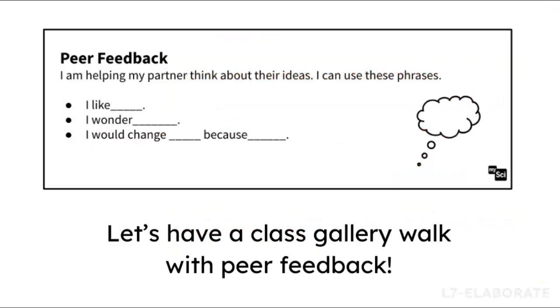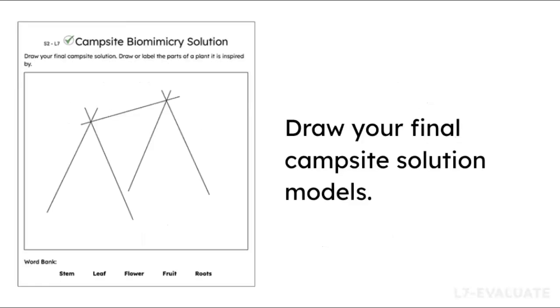For the Elaborate portion, you'll hold a class gallery walk so students can see all of the final solutions. You'll have them use the peer feedback table tent to identify one thing they like, one question they have, and one suggestion they have about classmates' solutions. For the Evaluate portion, you'll have students draw their final models and answer the questions on the Campsite Biomimicry Solutions student journal pages.